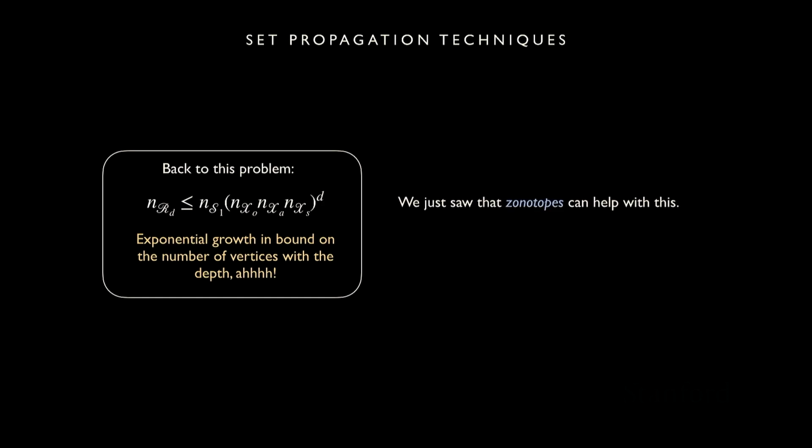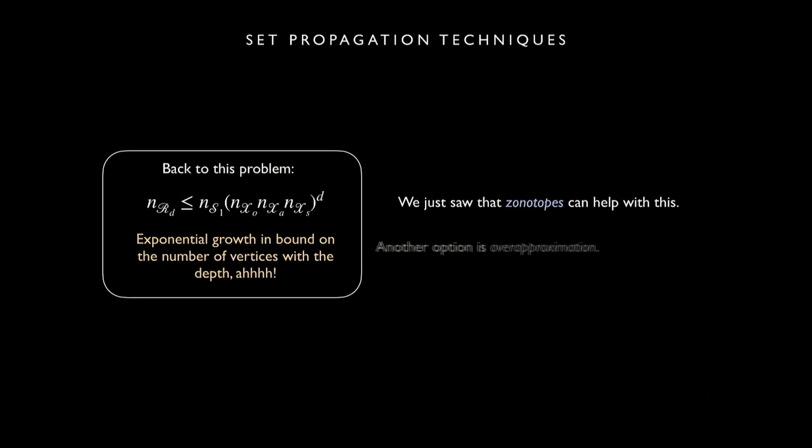And so we said one thing that we could do to help with this was represent things as zonotopes. For zonotopes, the number of generators grows linearly with the depth, and so that was much better. But we can't represent all polytopes as zonotopes, so sometimes that's not what we want to do. And so another option we were talking about at the end of lecture was to over-approximate things.